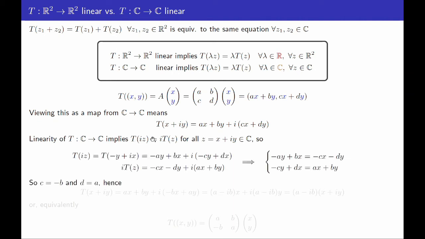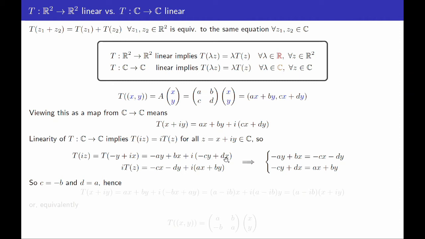Okay, so if we look at T of iz, well, first of all, we're multiplying z by i, so i times x plus iy, so the real part becomes i squared y, which is negative y, and the imaginary part becomes ix. So if we look at the definition of T, x is replaced by negative y, and y is replaced by x. So then this is the outcome: a times minus y plus b times x, plus i times minus c y plus d x.